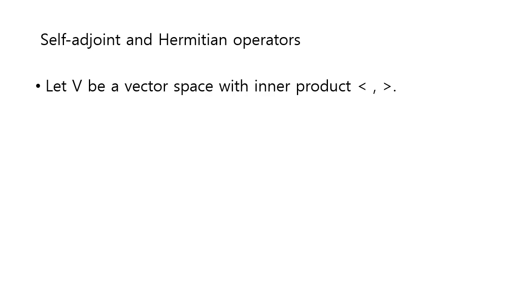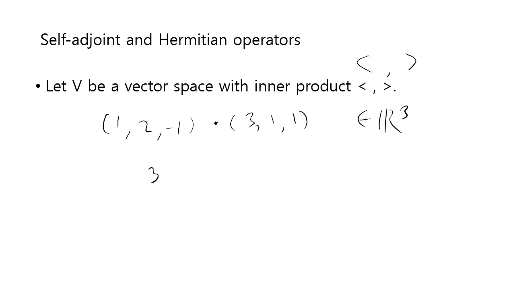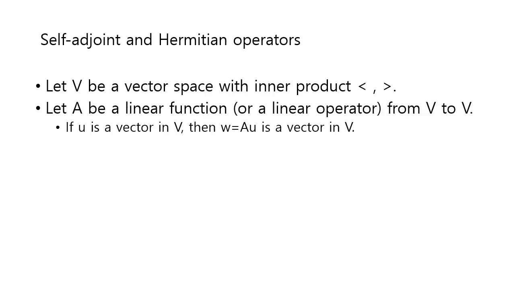When I say vector space, it's good to have some examples in your mind, like if you have (1, 2, -1) as a vector and another, (3, 1, 1), and these are all in R3. If you think about R3 as a vector space, then you can do a dot product, or this inner product. I'm using this notation for a general inner product, but in this context, the dot product is the inner product. So 1 times 3, 2 times 1, -1 times 1. You add these things. That's how you compute a dot product, right? So think of this as an example of a vector space with an inner product.